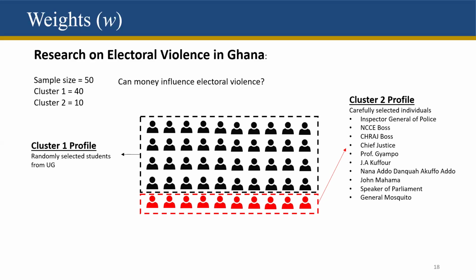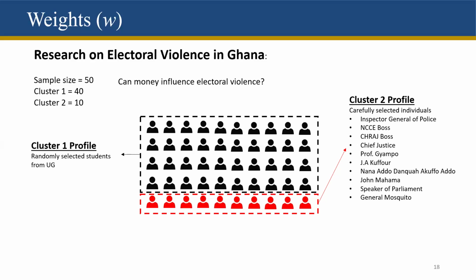Then we also have the NCCE boss, that's the National Commission for Civic Education boss, who is well versed in some of these things, the Chief Justice, because at the end of the day, if there's some violence and it ends up in court, it is going to be in front of the Chief Justice. Then I put Professor Jampo over here, who is an academic lecturer at UG. I believe he's a UTAG president, but beyond that, he's a professor in political science. So definitely he has more knowledge. I believe he has done a lot of research into some of these topics.